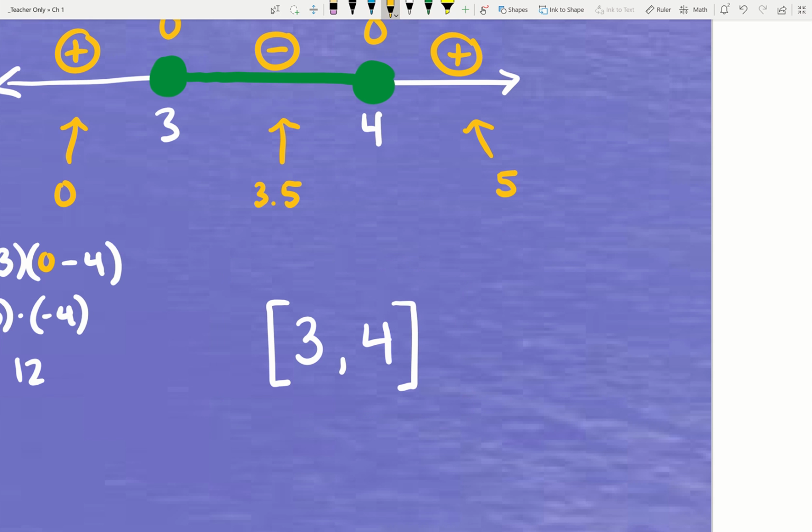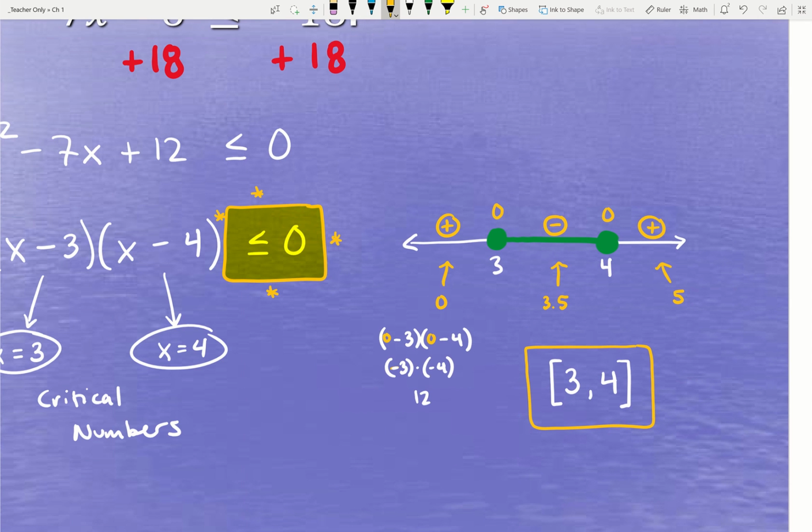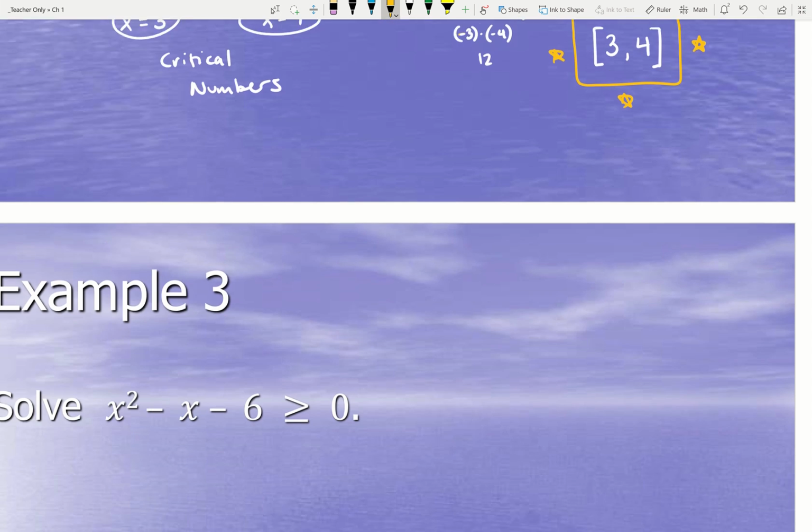So again, the idea was we wanted to figure out what solutions or what inputs we could plug into our original polynomial so that we end up with something that is less than or equal to negative 18. And so what we're saying is if you pick any x value that lives between 3 and 4, and include 3 and 4 as well, if you plug those into the original inequality for x, you will always get something that is less than or equal to negative 18.